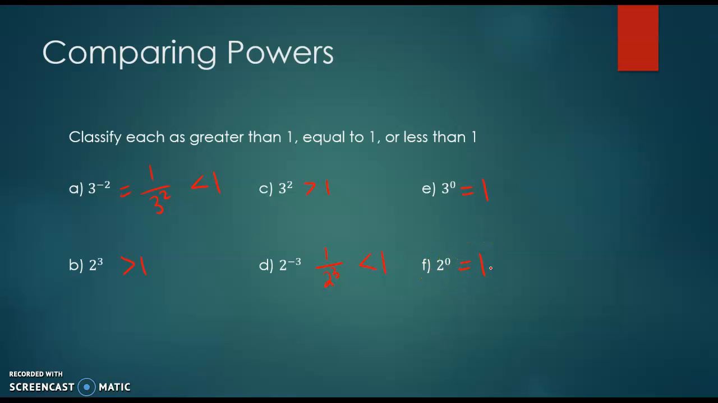But if you're getting any problems like that, that's what you're thinking about. If you're moving it into a fraction that is less than 1, then the answer is less than 1. If it's a whole number that you're taking to an exponent, it is greater than 1.